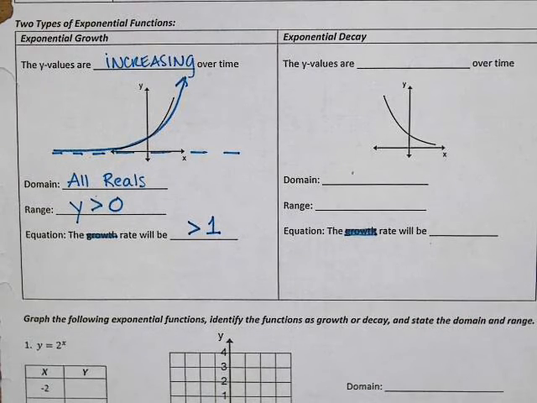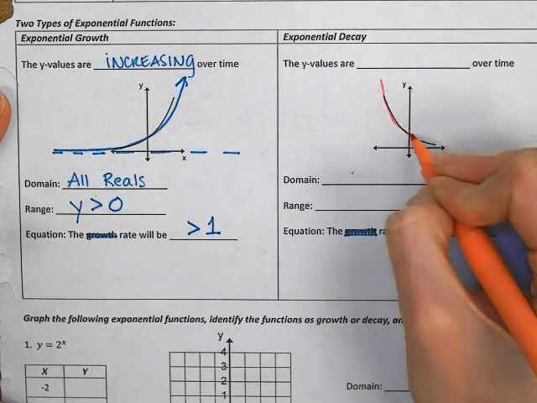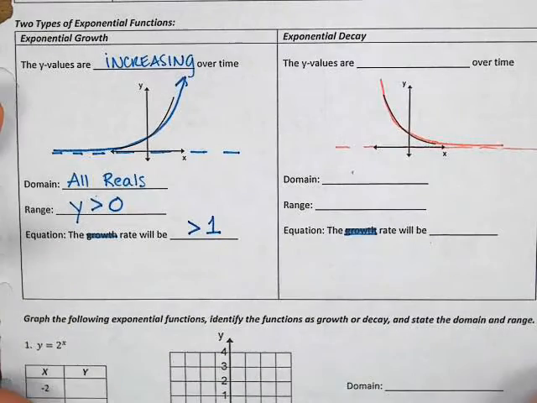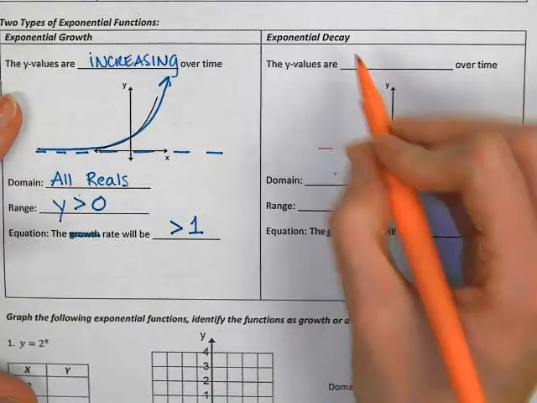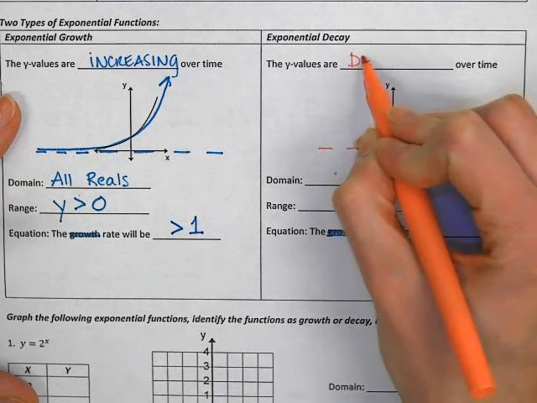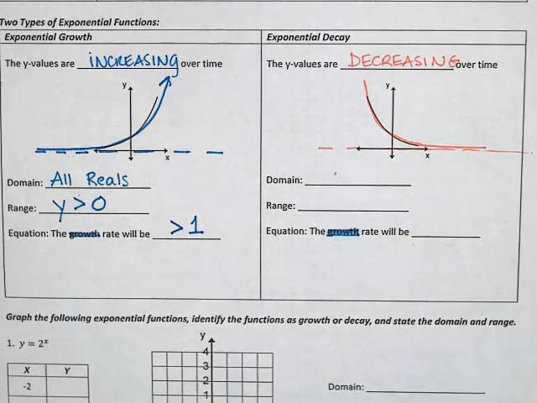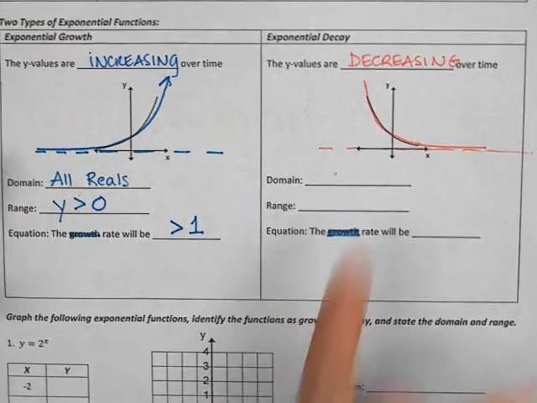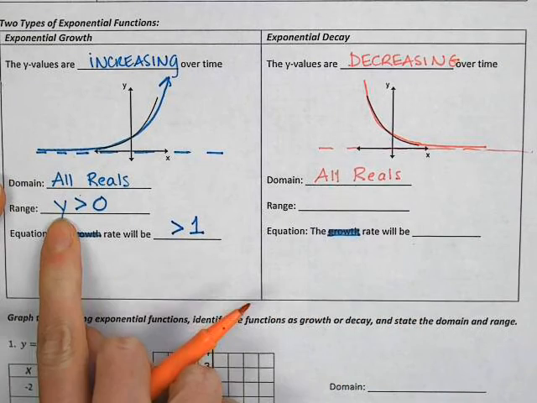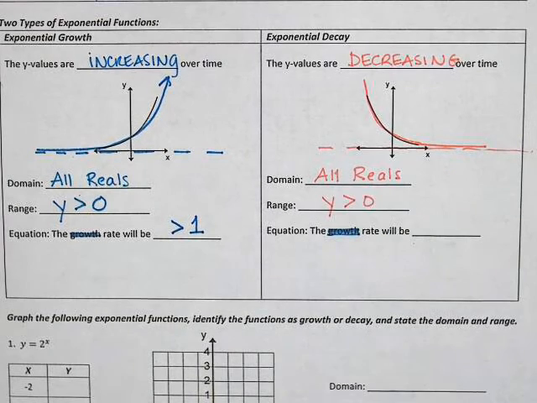Now if you look at the graph and it is decreasing, notice that this one starts high and continues to go down, down, down. That is called an exponential decay. And you know it's a decay if the graph is going down, so it's decreasing. The y values are decreasing over time. Just like the increasing, the domain is all reals. And just like the increasing, the range is still always above 0. Y is greater than 0.